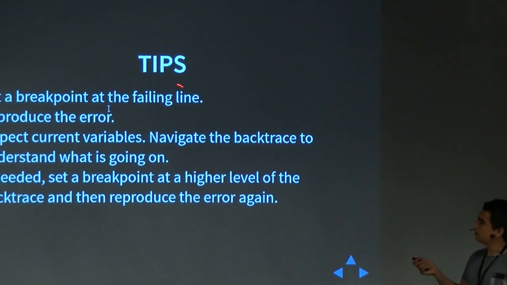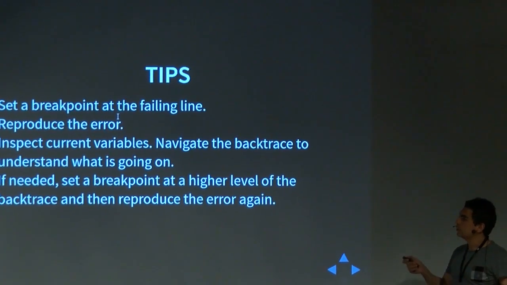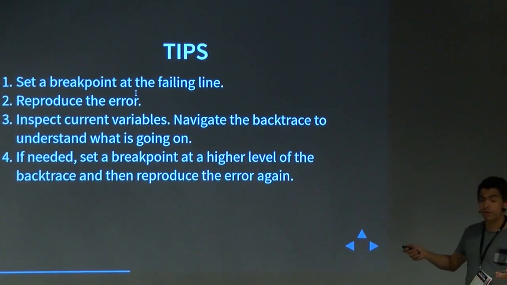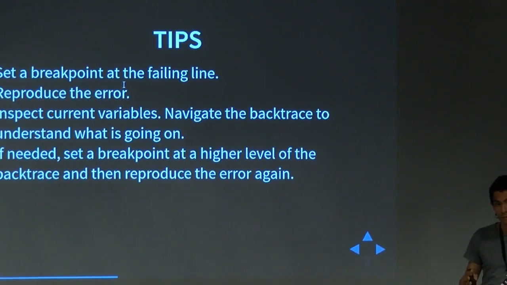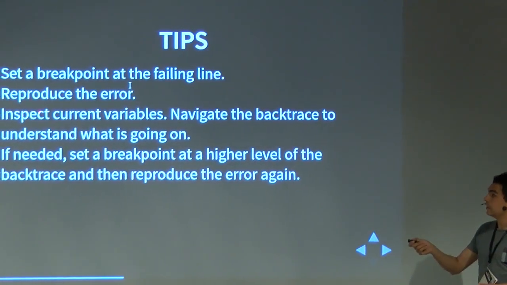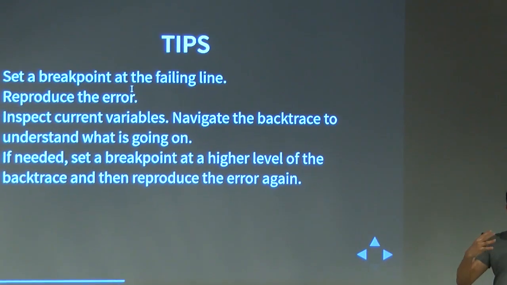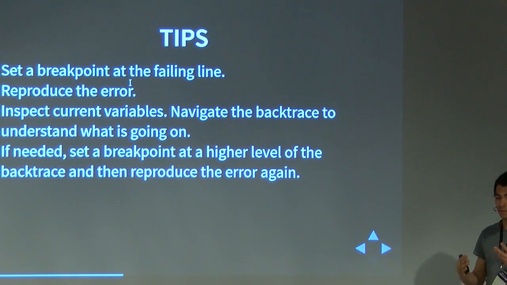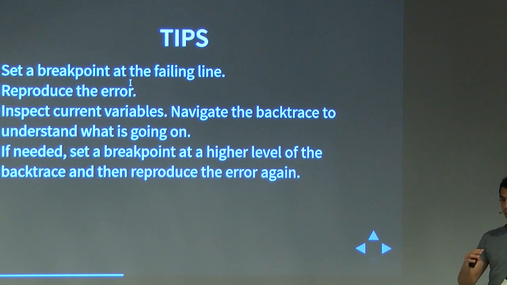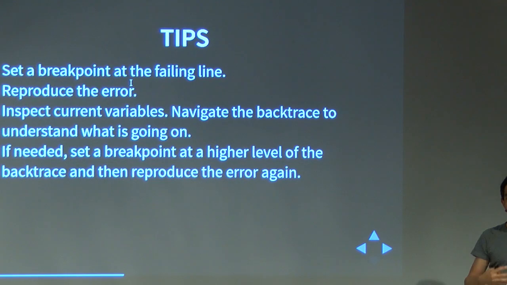So this is the thinking process that I went through. We have a visible error, set a breakpoint, reproduce the error with the minimum amount of steps possible to be efficient, inspect the current variables, see what you have available there. If needed, navigate through the backtrace if you don't really understand how the code got to that point. And if needed, because you don't get what's going on there, go to a higher level in the backtrace and set a breakpoint there, reproduce the error again and see if that makes sense.